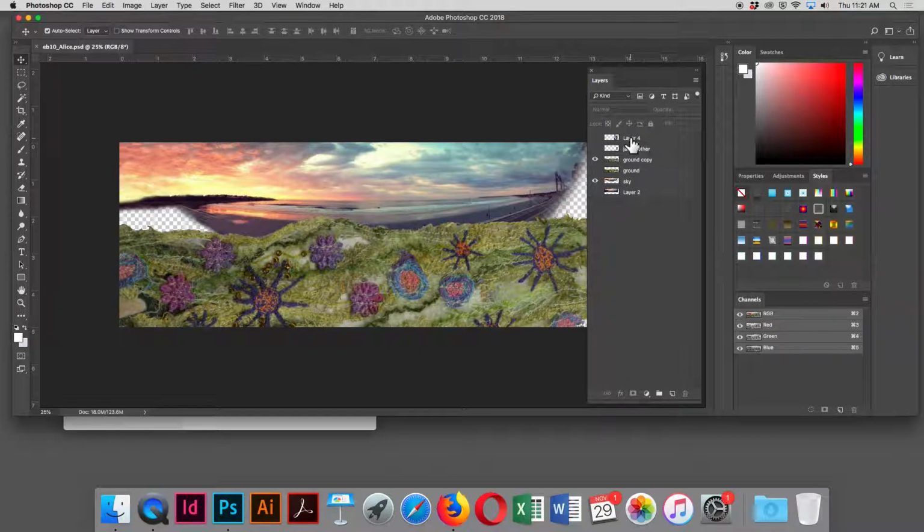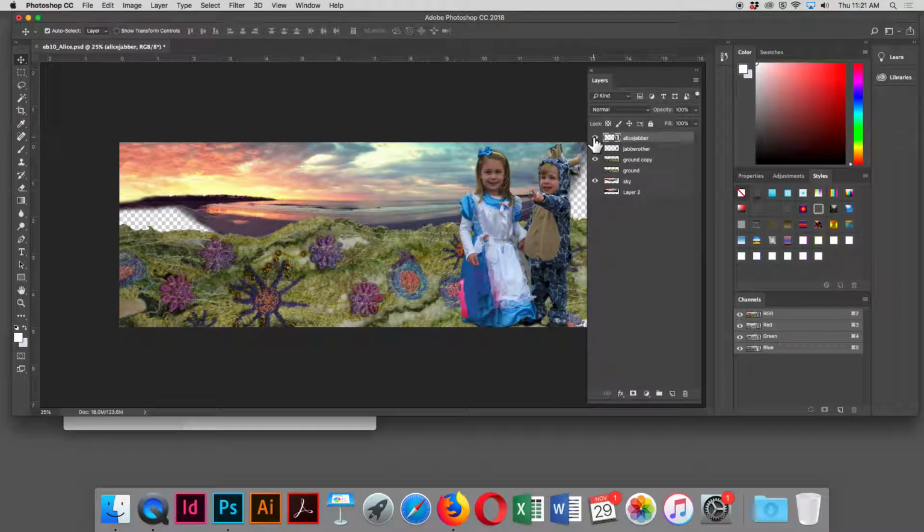And having good file management, like Alice Jabber, so I know it's both of them together, right? And that way I have a handle on what's on my layers and what I need to work from.